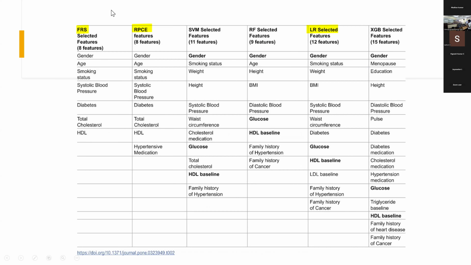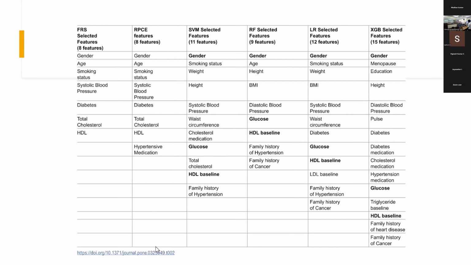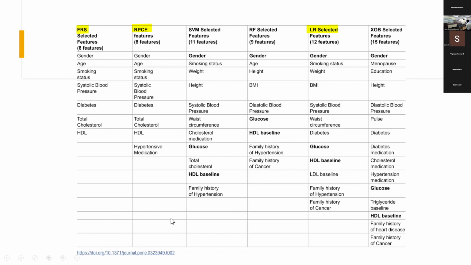These are the traditional risk scores, the FRS, Framingham risk score, and the RPC model, in which the parameters included are gender, age, smoking status, systolic blood pressure, diabetes, total cholesterol, and HDL values. The RPC score additionally had a scoring system which included the hypertensive medication that the patient was on. They had some additional components to it, and there were some specific parameters which they had used in the study to calculate logistic regression.